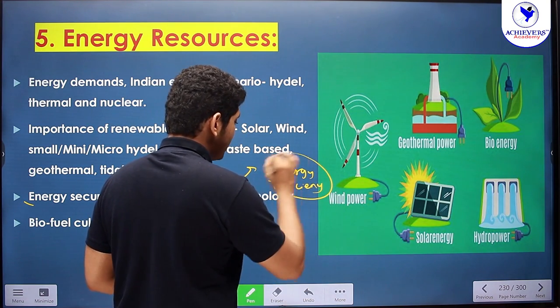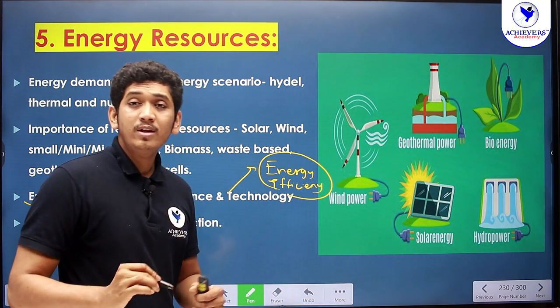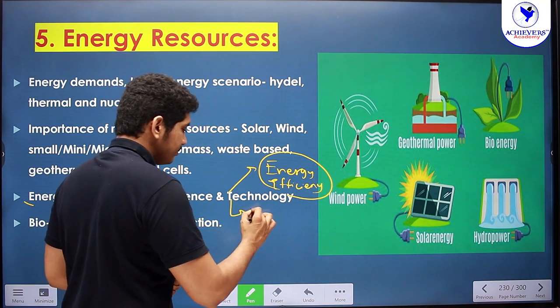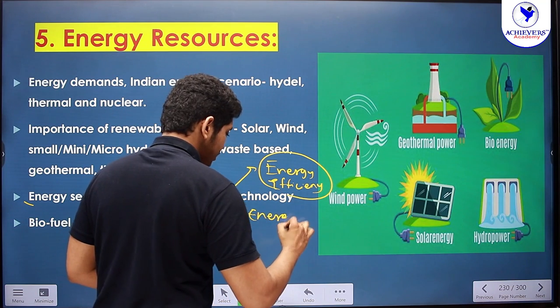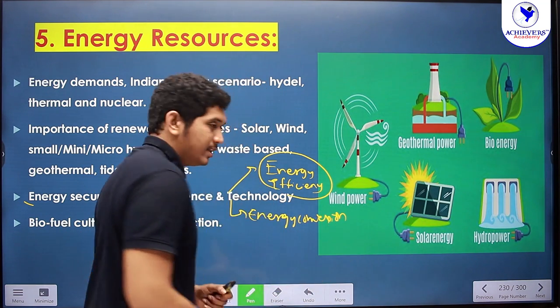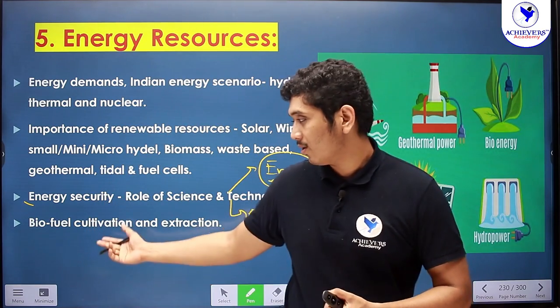How can you achieve energy efficiency in India? What are the various roles you have? Okay, next is energy conversion. Energy conversion. All these will be dealt with in this chapter, in this topic also.